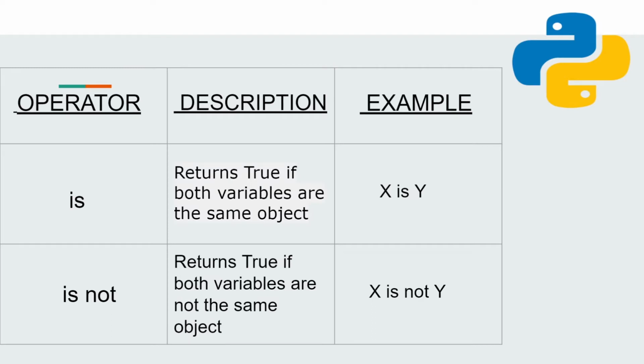This is the table for the identity operators. First we have the operator, then the description and the example. The first operator is the is operator, and it returns true if both variables are the same object. For example, x is y. The next operator is the is not operator. It returns true if both variables are not the same object. For example, x is not y.